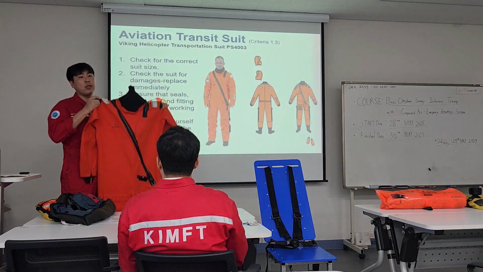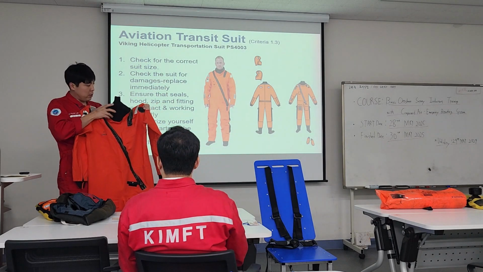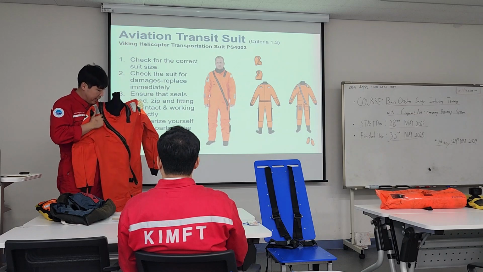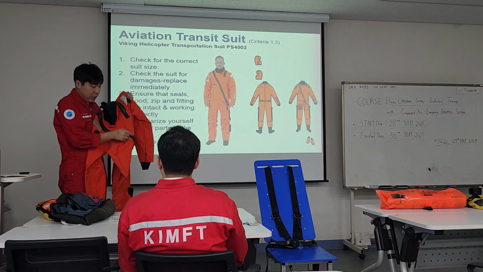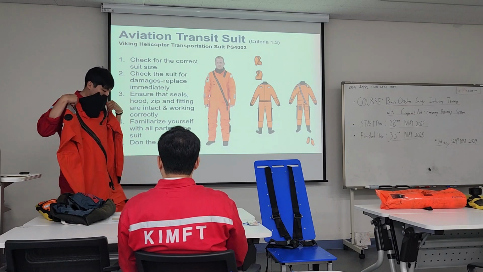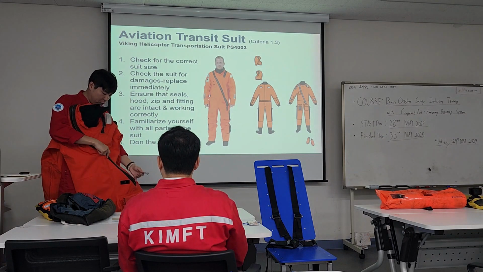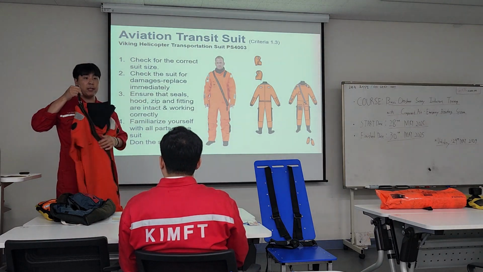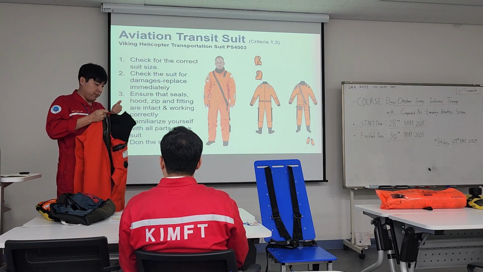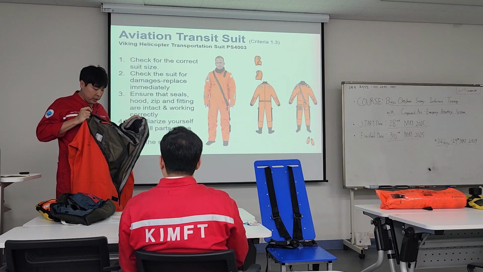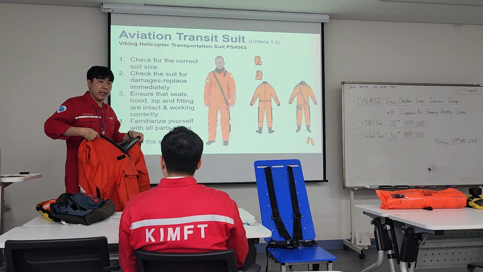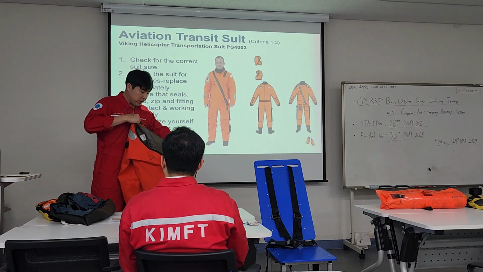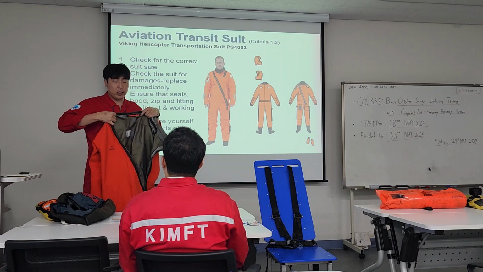So this is the aviation suit. As you see, this is the neck seal, and there is a big zipper here. If you want to wear the suit, the first thing is you have to open the zip like this. Number 2, put your legs inside the suit. Number 3, you have to check the angle of the zipper.